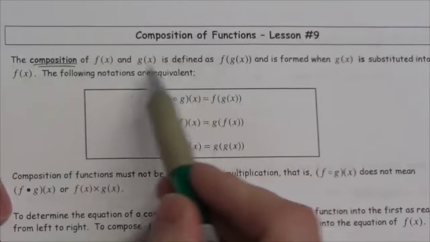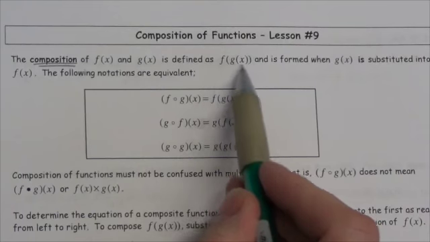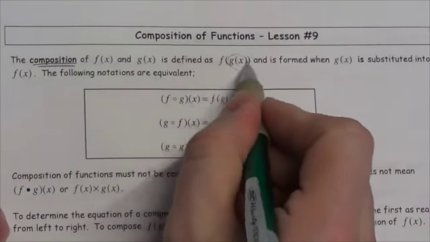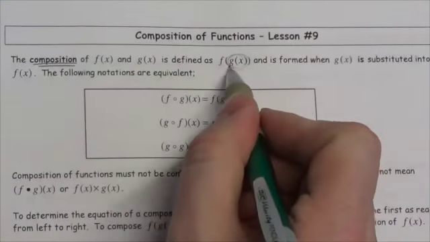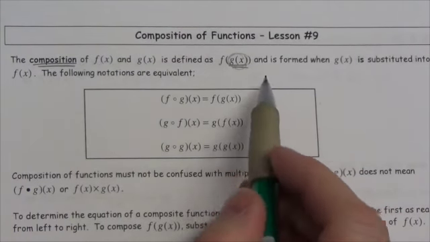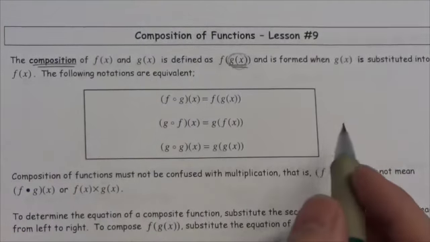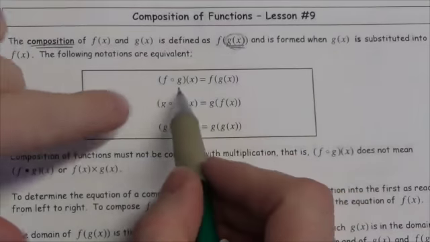And what it looks like is this: f of g of x. In other words, where the independent variable would go inside f of x, we're replacing it with another function. So what we're going to do is substitute in that g of x for the x in f of x.